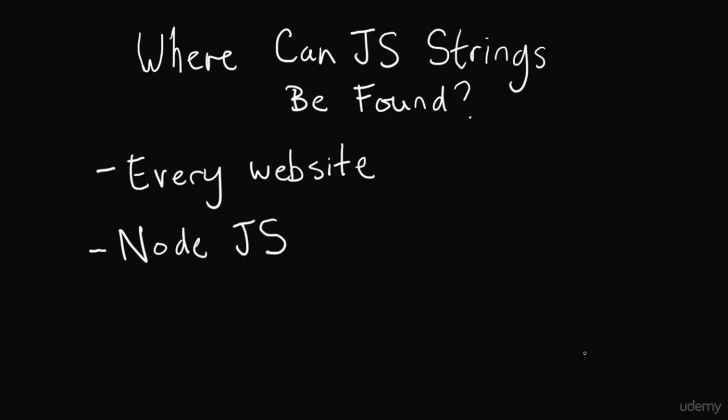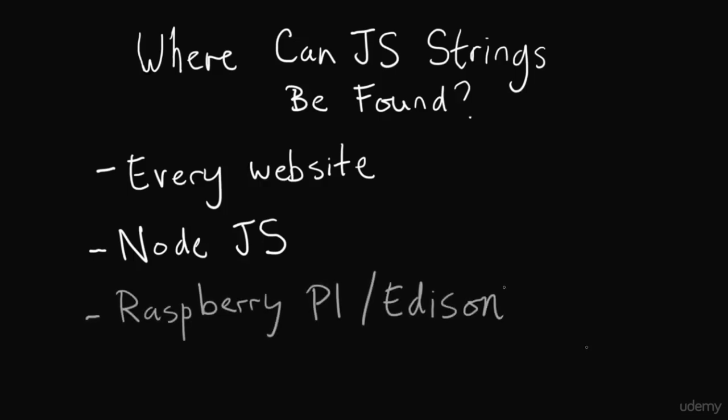Next, if you have an application running on Node.js, and this isn't just, for example, a website, but this could be a whole server or even some kind of alternative operating system, there's going to be lots of strings, and those are themselves going to be JavaScript strings. Finally, if you have something that's based on a Raspberry Pi or an Edison, like a drone or a robot, it's going to be using JavaScript too.